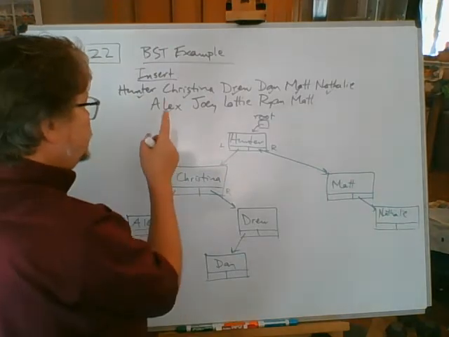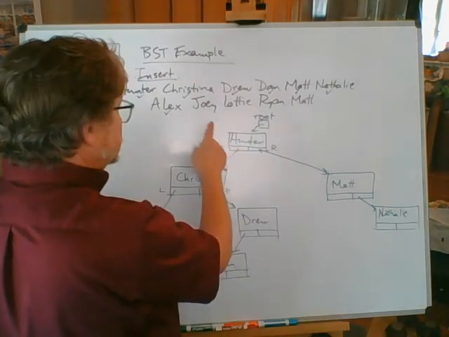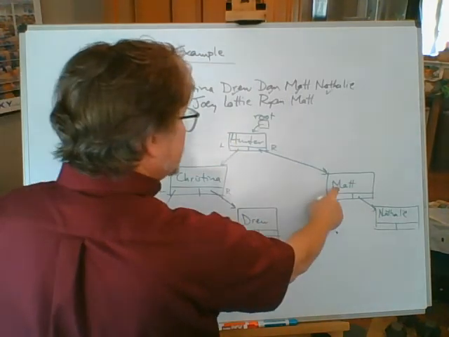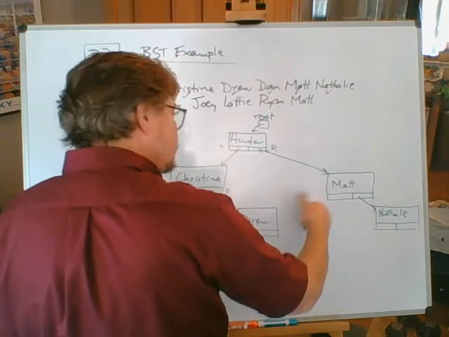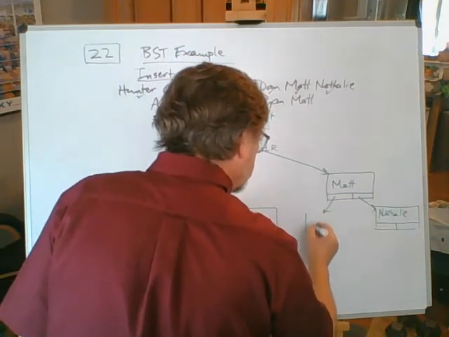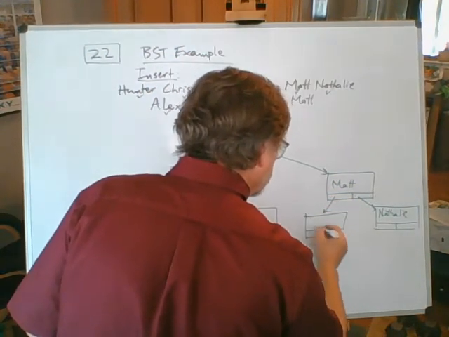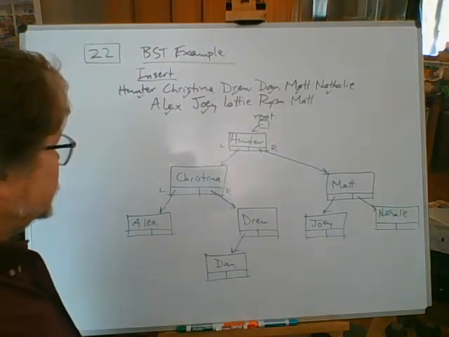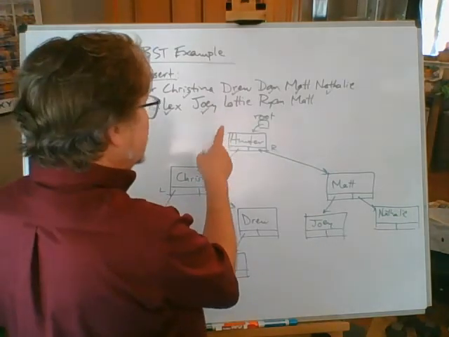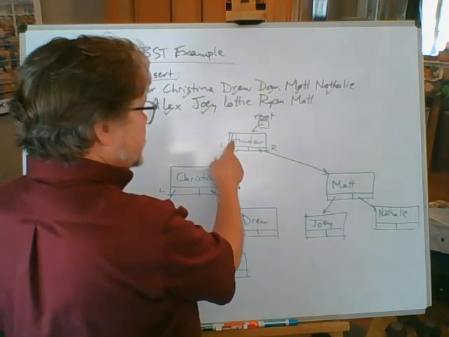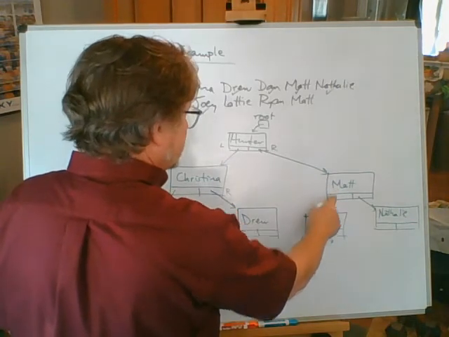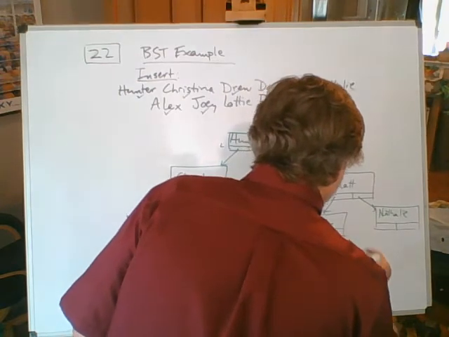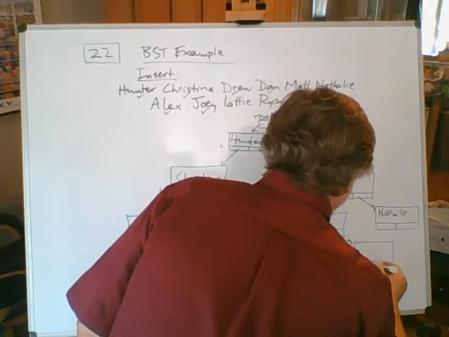Joey, H-I-J, yes, J is greater than H. Let me double check. H-I-J-K? Yeah, J goes to the right. J is less than M, so J comes back to the left and becomes Matt's left child. Check. Almost there. Lottie starts with an L, H-I-J-K-L. So it's greater than H, less than M, H-I-J-K-L, greater than J, so Lottie becomes Joey's right child.